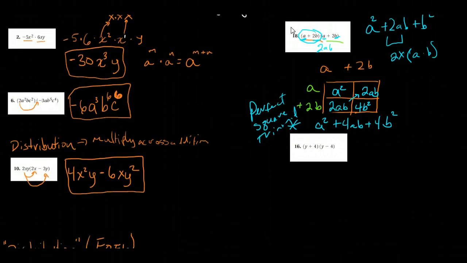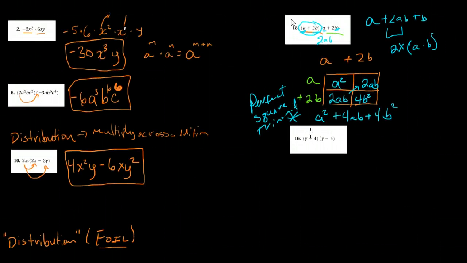But let's do one more, which looks like it. I have the same terms like in the previous problem. I have a y and a y, and a 4 and a 4. But notice now I have a plus here. This is plus 4, and the other is a minus 4. So it's y plus 4 times y minus 4. And let's use that same trick. Let's use that same box here so you can see what happens to my like terms.